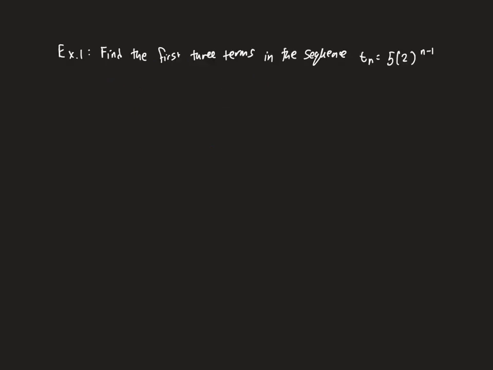Okay, just like what we did with arithmetic, we're going to do the same thing for geometric. So I give you an example where you have the formula and they want you to get the first 3 terms, which means n would be 1, 2, or 3. Okay, so t of 1 is equal to 5 times 2 to the power of 1 minus 1. 1 minus 1 is 0. 2 to the power of 0 is 1. So t of 1 would be 5.